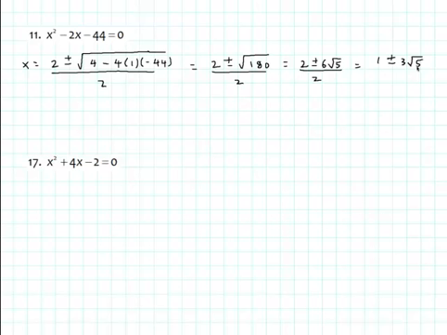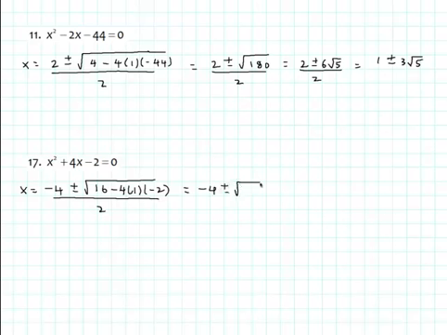Problem number 17. X is equal to a -4, negative B, plus or minus the square root of our B squared, 16, minus 4 times the 1 times the -2 on the end, the C value, divided by 2 times your A. -4 plus minus the square root, that's going to give us 24 inside. Equals -4 plus minus 2 square roots of 6 over 2. And we can reduce that triangle of numbers again. -2 plus minus 1, radical 6.